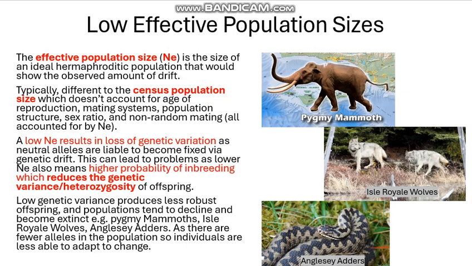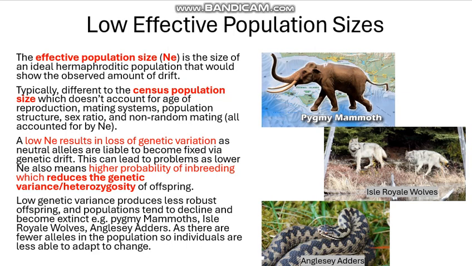A low effective population size results in a loss of genetic variation, as neutral alleles are liable to become fixed via genetic drift. This can lead to problems, as lower effective population sizes also mean a high probability of inbreeding, which reduces the genetic variance or heterozygosity of offspring. Low genetic variance produces less robust offspring, and populations tend to decline and become extinct.